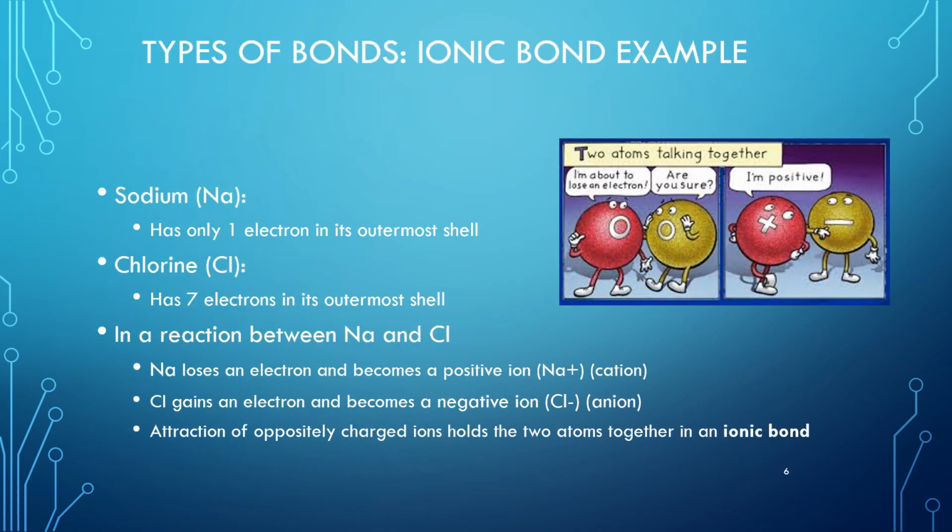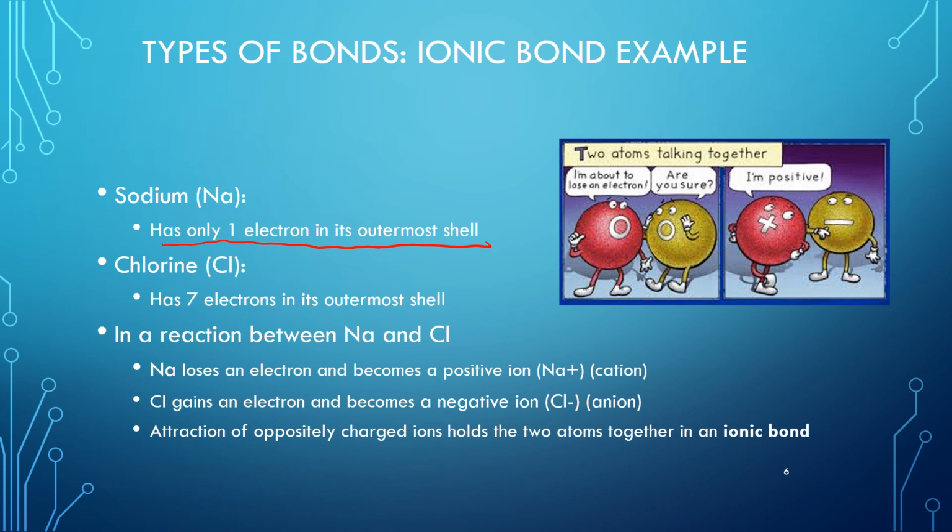So as I said, sodium has only 1 electron in its outermost shell. Chlorine, the other element in sodium chloride, has 7 electrons in its outermost shell. So if it could get one more, then it would have 8 and it would be happy. Not really happy, but more stable.